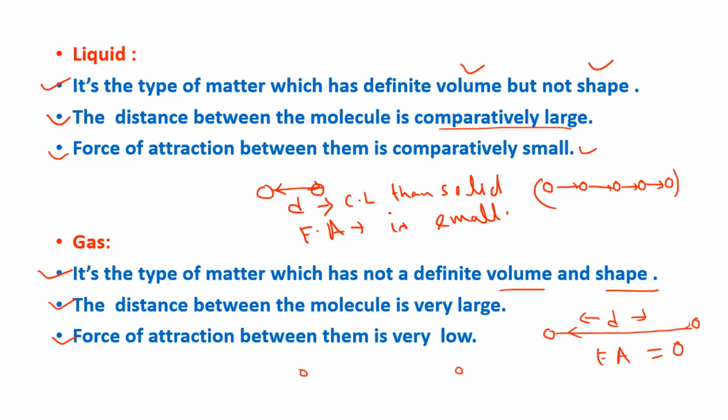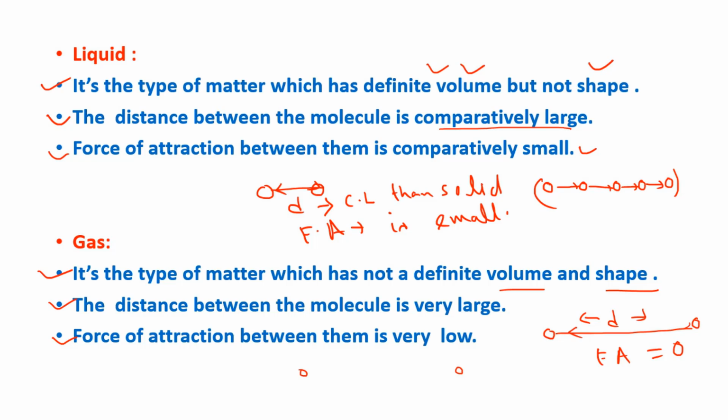The distance between them is very large and the force of attraction between them is very small or almost negligible. So I think you understand how the force of attraction between the molecules and the distance between the molecules correlate with the different properties of matter. In case of solid, if the distance between the molecules is very small, the force of attraction is very high, and the matter has definite shape. Next, in case of liquid, the distance between the molecules is comparatively large than the solid, and the force of attraction is comparatively small, that's why the liquid has definite volume but not definite shape.